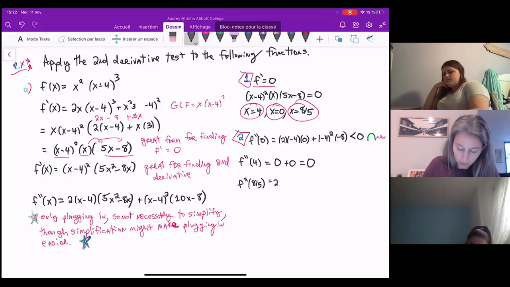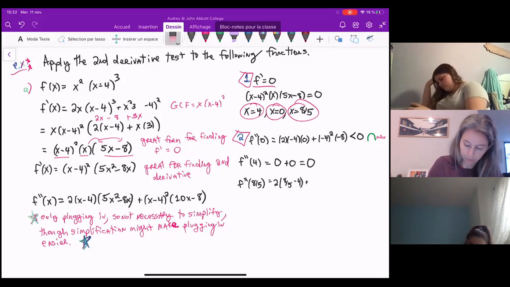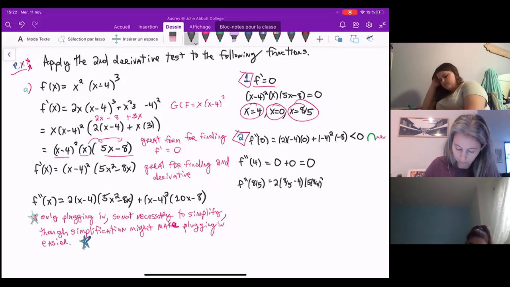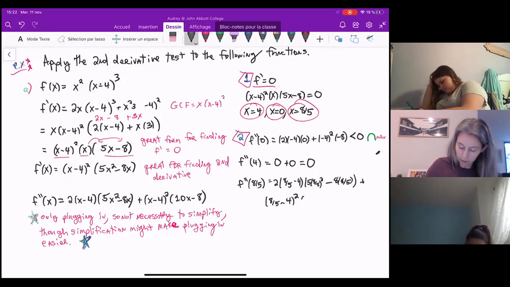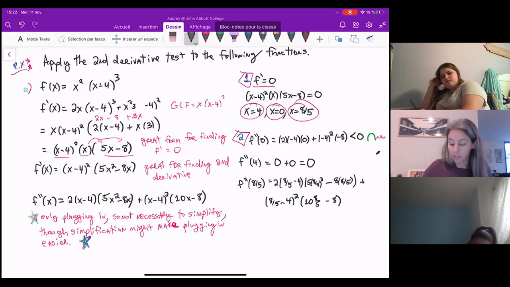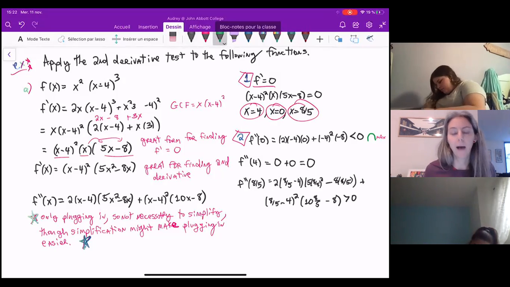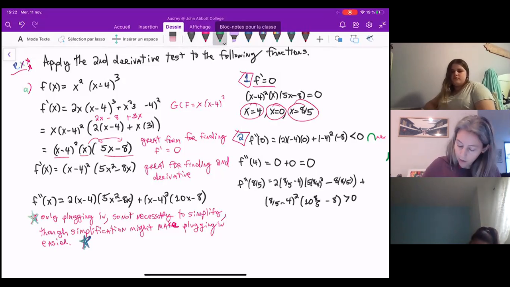And this gives me 2, 8 over 5 minus 4. And then we have 8 over 5, minus 4 squared times 10 times 8 over 5 minus 8. And it turns out that this is greater than 0 if you plug into your calculator. So does that give me a min or a max? You got it, that's a min.